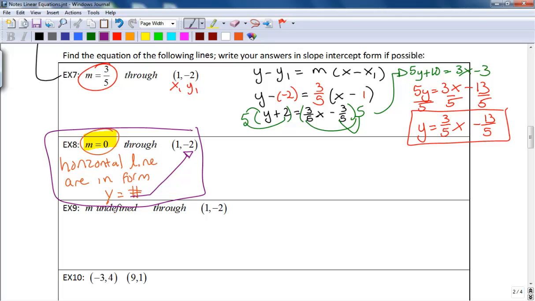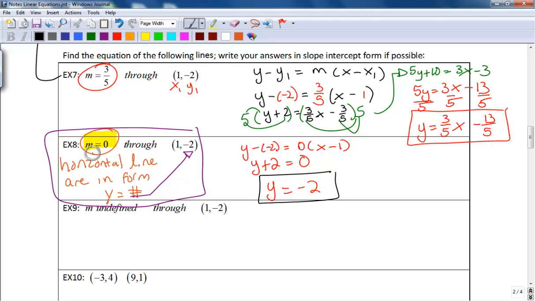So let's do this with point-slope form. So y minus y1 would be -2 equals m is 0 times x minus x1 is 1. Working this problem out, I have y plus 2 is equal to, well, 0 times anything is 0. Solving for y, I get y is equal to -2. So the equation of the line that passes through this point and has a slope of 0 is y equals -2.